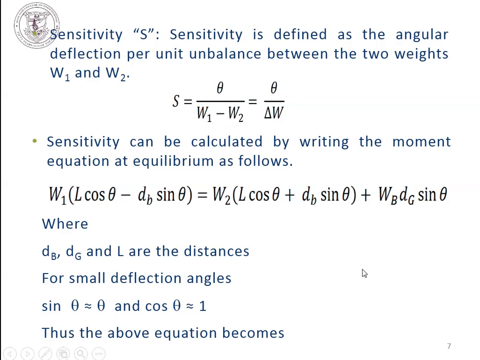Okay, so if a small deflection happens, then we can consider sin theta is equal to theta and cos theta is equal to 1. Then the above equation will be, sin theta becomes theta and cos theta becomes 1: W1 into (L minus dB theta). In the same way, W2 into L into (1 plus dB theta). Similarly WB dG will be the same and sin theta will be theta.